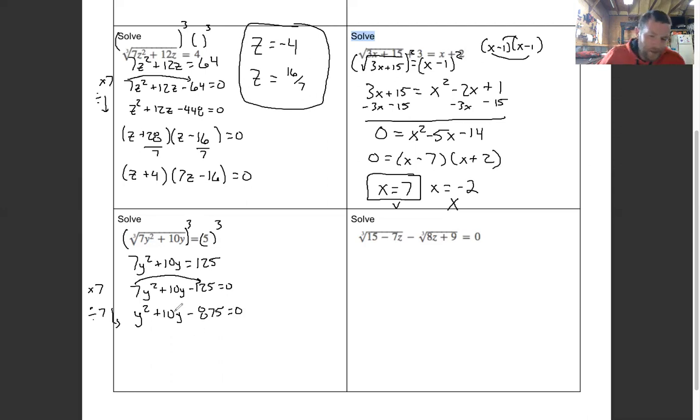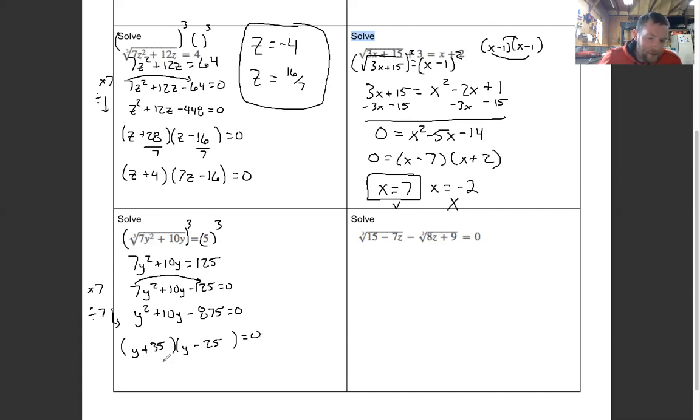Okay, so let's see. Y, y. Two numbers that multiply up to 875 and add up to 10. I know it probably has to end in a 5. Let's see, 10 apart: 35 and 25. 35 times 25 is 875. 35 plus negative 25 is 10. Set that equal to 0, but I'm not done.